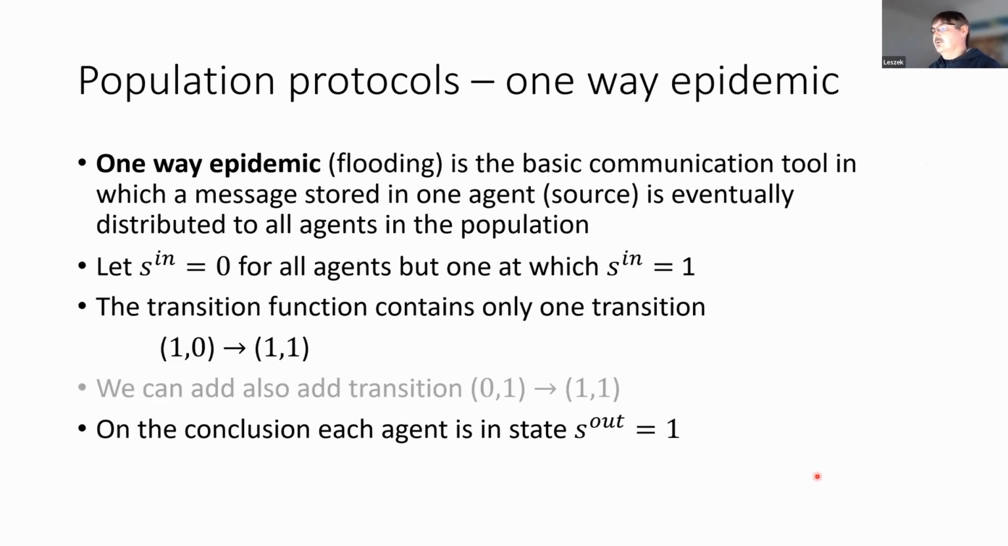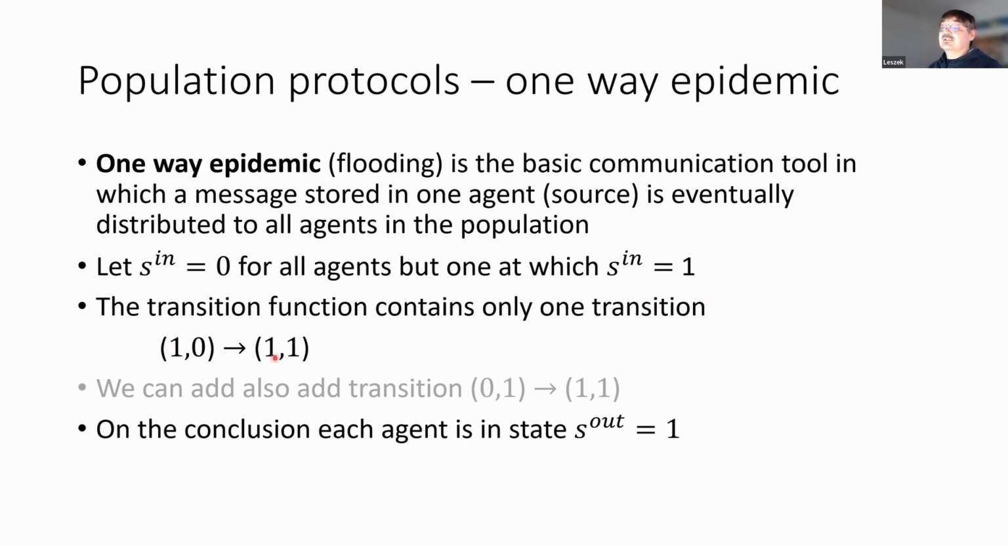So what do we know? Some basic tools in population protocols. As I said, this is a computational model, so you need some tools. One of them is basic communication, one-to-all dissemination, which is called in this model one-way epidemic, basically flooding. This operation is required to spread a message available at one agent initially, or maybe even more, to every other agent in the population.